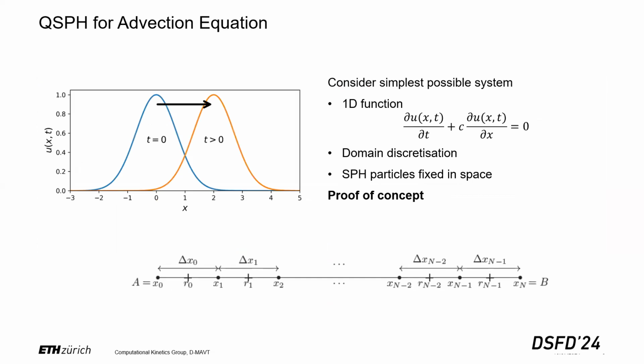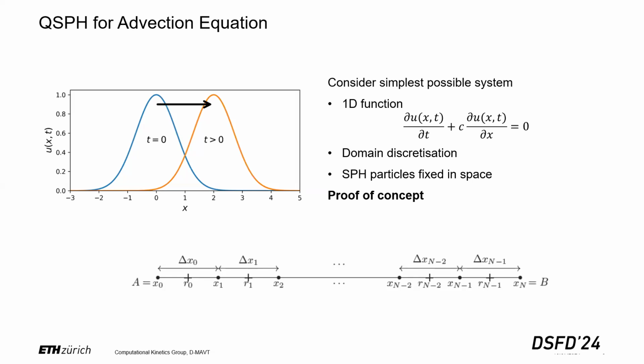So in our paper, we develop a quantum algorithm for SPH. It is a proof of concept. So we take the simplest possible system. Specifically, we take a system on a line. This one-dimensional system contains SPH particles positioned along the line, and they are equidistant. They don't move. And we take the system and we use it to solve the one-dimensional advection equation shown here.